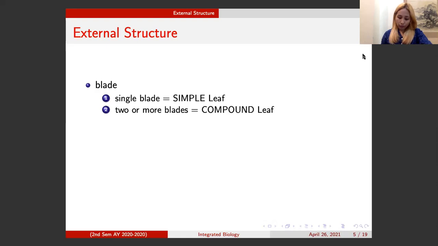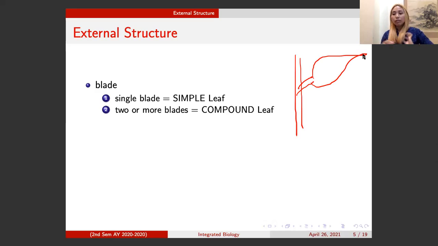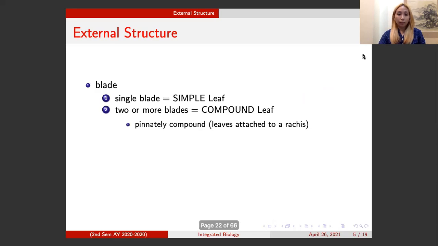So if, for example, this is your stem, so there's a petiole, and then you have one blade, so this is called a simple leaf, right? Now, if you have two or more blades in the area where you should be finding the leaf, then you already have what we call the compound leaf. Okay, a compound leaf has different types. So we have pinnately compound leaf if the leaves are attached to a rachis.